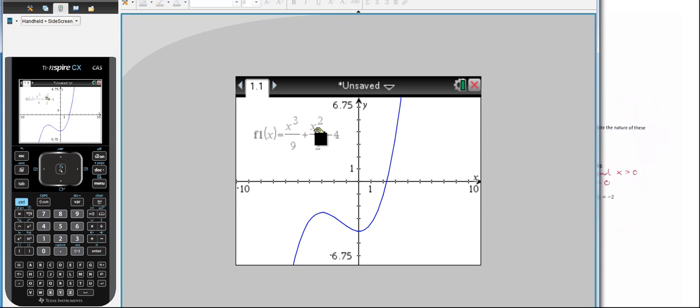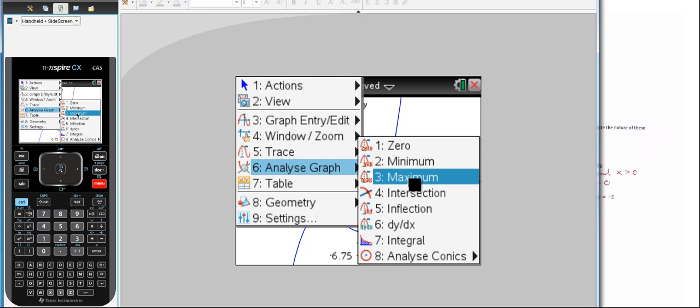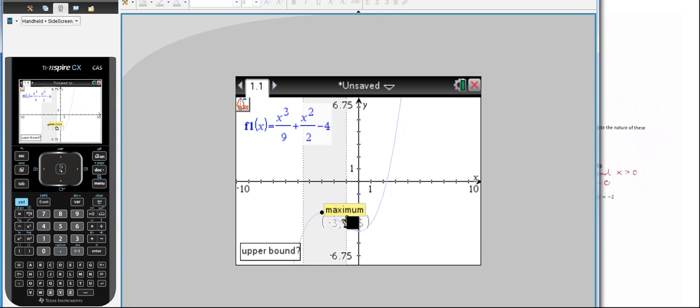Let's have a look at the function. We don't need to zoom out or anything. We can see the most important part of the function. It's just going to keep going down here to the left and keep going up here to the right. So here we have a maximum, here we have a minimum. Let's see if we can find the x values.